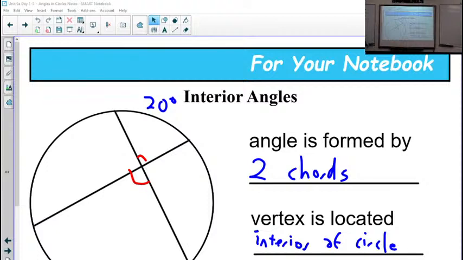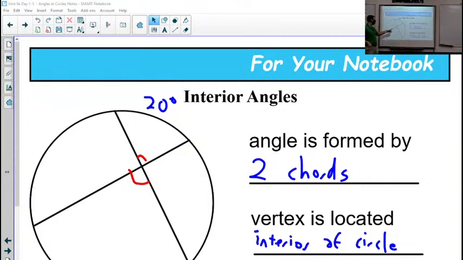All right, so far we have talked about the different types of angles. We've talked about central angles, the angles that are at the center. We have talked about inscribed angles. That's when the angle is sitting right on the circle. And now we're going to fill in those last two boxes, which are interior angles and outside angles.